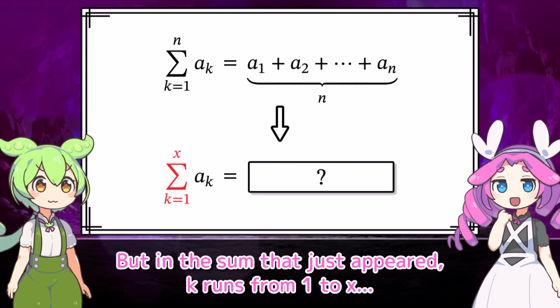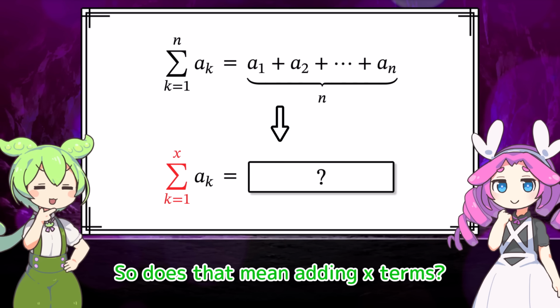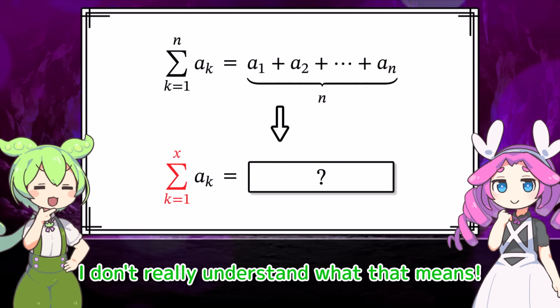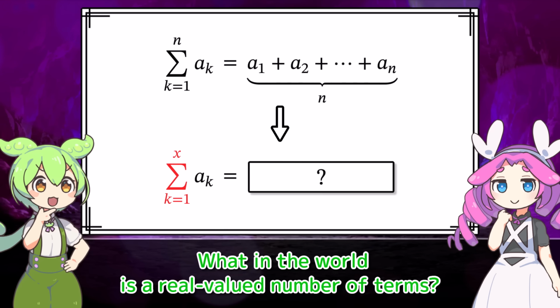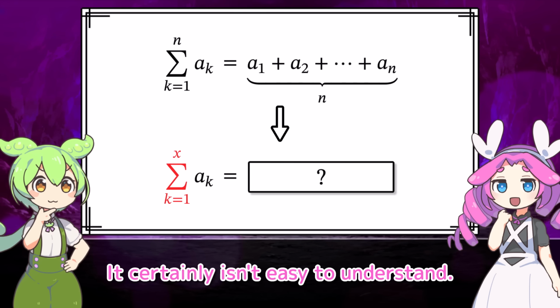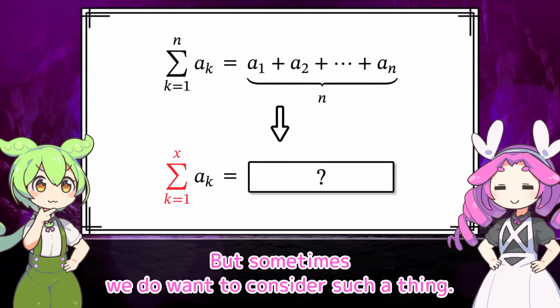But in the sum that just appeared, k runs from 1 to x. So does that mean adding x terms? I don't really understand what that means. x is a real number, right? What in the world is a real valued number of terms? It certainly isn't easy to understand. But sometimes we do want to consider such a thing.